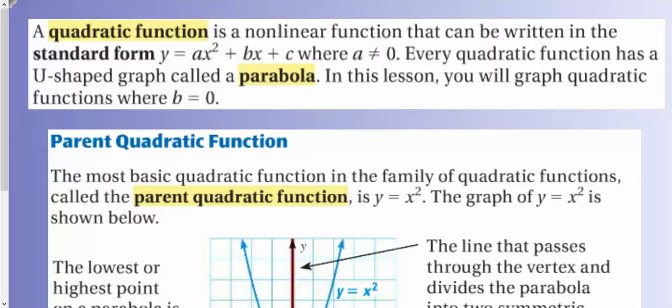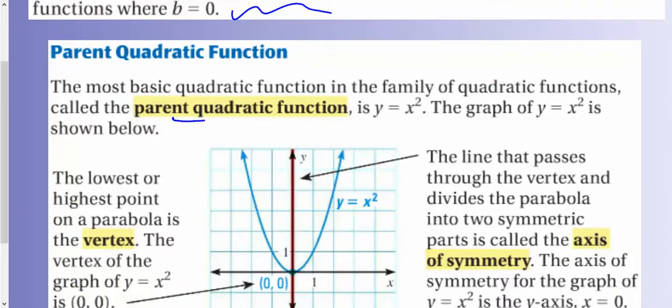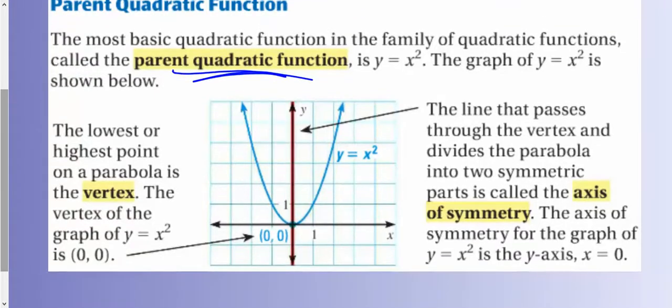So then it wouldn't be a quadratic. So this U-shaped graph that I've been talking about is called a parabola. Not parabola, a parabola. In this lesson, we're just going to graph simple quadratics. Now the parent function, this is what we just did. We just graphed y equals x squared. That is the parent function. The lowest point or the highest point, because we can reflect these and we'll see that in a little bit, is called the vertex. Okay?